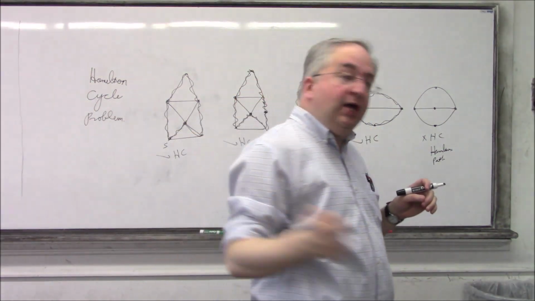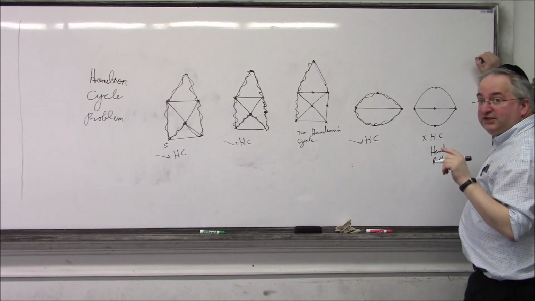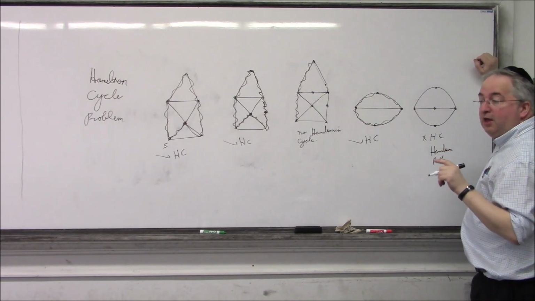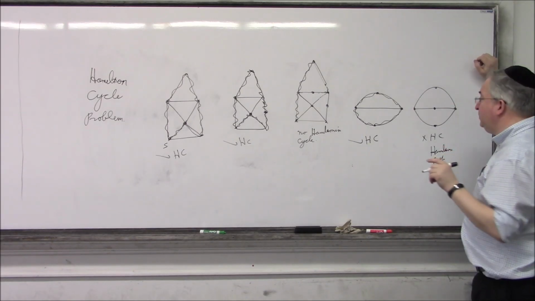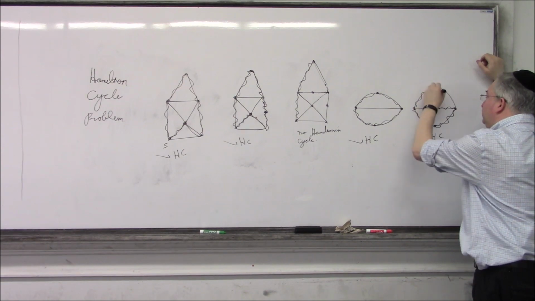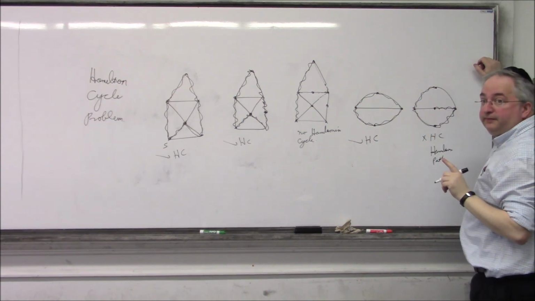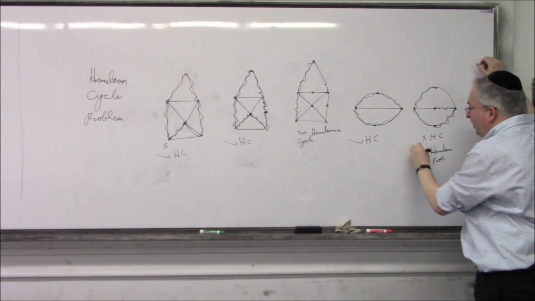You start one place, you end up someplace else. So, question, is there a Hamiltonian path? Can you hit every single dot exactly once, but you come back not necessarily to the same place? And the answer is yes. Watch. Go around like this. I started here, I finished here, I hit every single dot exactly once. So this does have a Hamiltonian path.